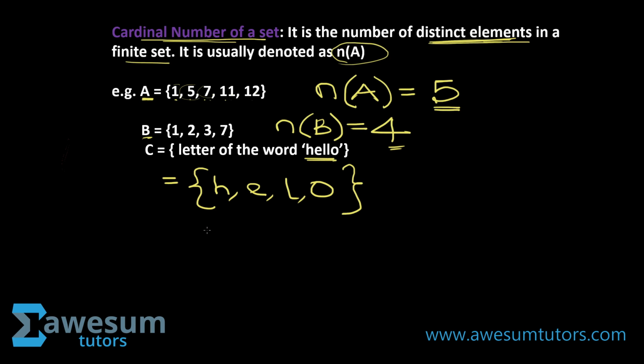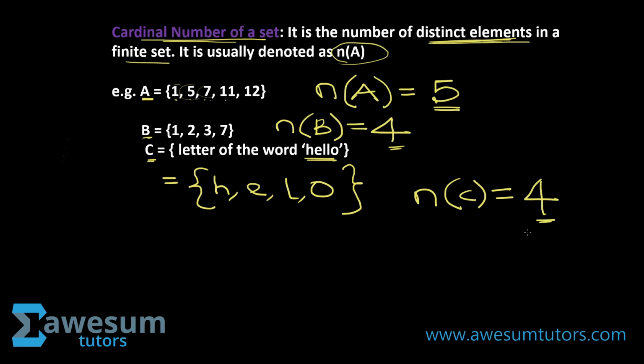So in this case, what will be the cardinal number of that set C? What are the elements? The elements are H, E, L, O, right? How many letters are they? 1, 2, 3, 4. That means the cardinal number is 4. Or you say the number of distinct elements in the set C is 4.